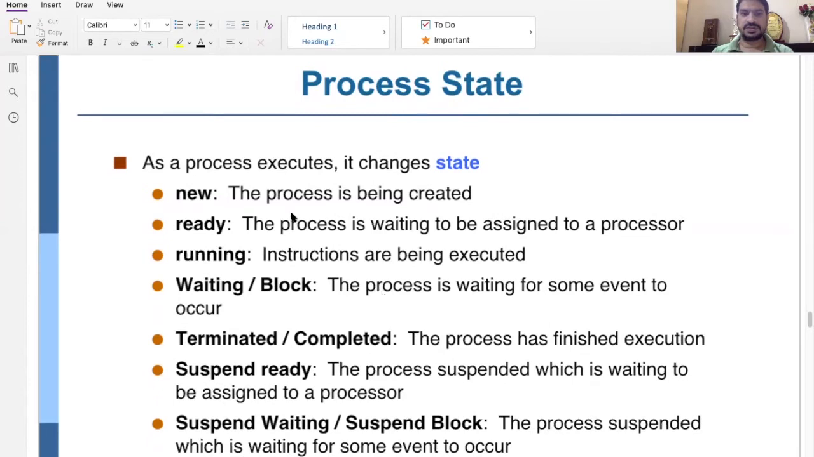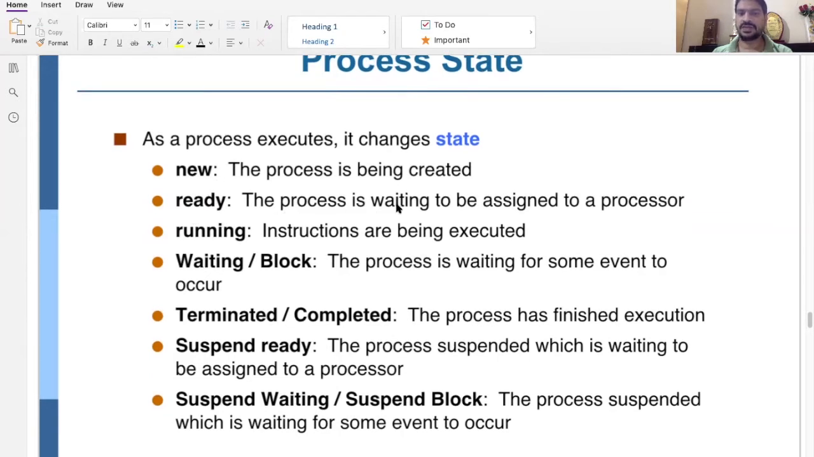So there are different states. We'll go one by one. The first state of the process is called new state, when the process is being created. So once a process is created, at that particular time, we say it is in new state. Then we have ready state. The process is waiting to be assigned a processor. It means the process is waiting in the RAM for a processor to be assigned. At that particular time, we'll say it is in ready state.